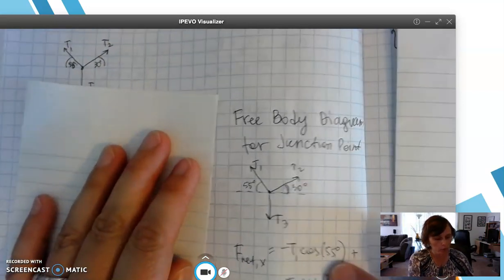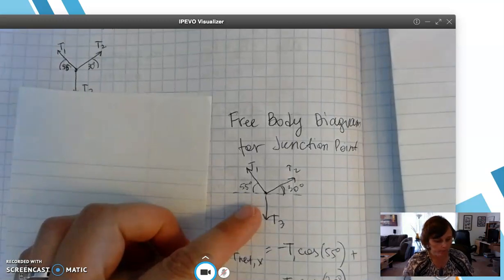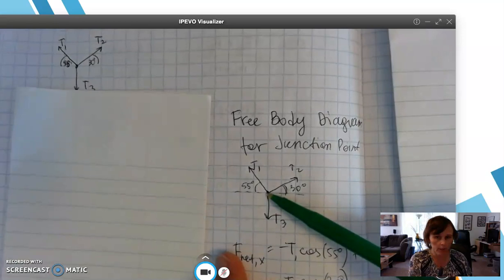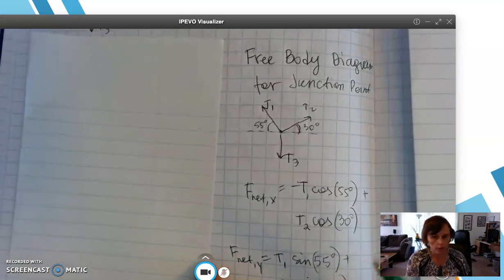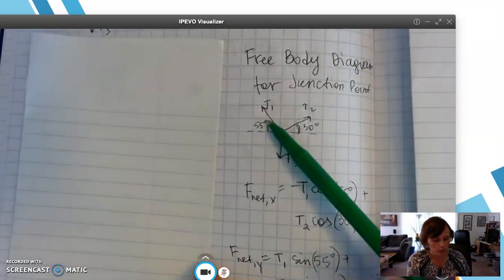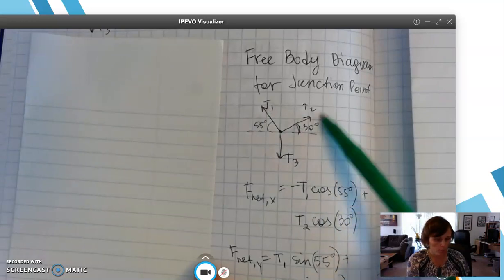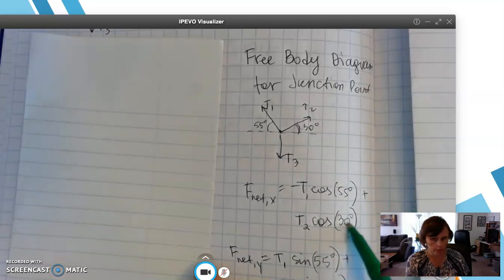So let's move on to the other 2 ropes, where we have to find the tension force. We want to draw the free body diagram for the junction point right here. Let's write the net force in the x direction, which is the negative component of the T1 force, negative T1 times cosine 55 degrees, plus the positive component of the T2 force, which is T2 times cosine 30 degrees.